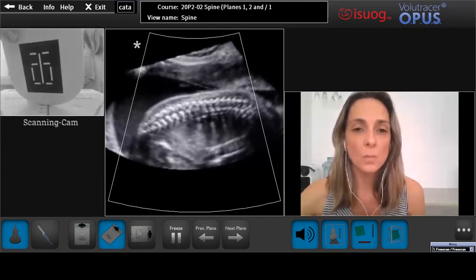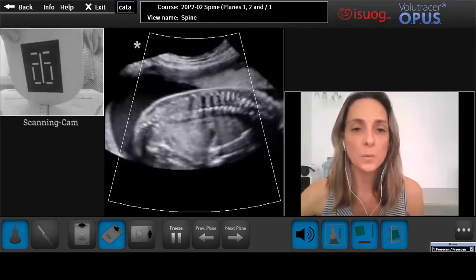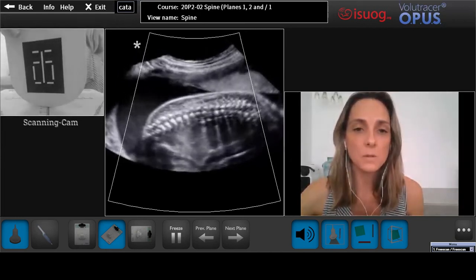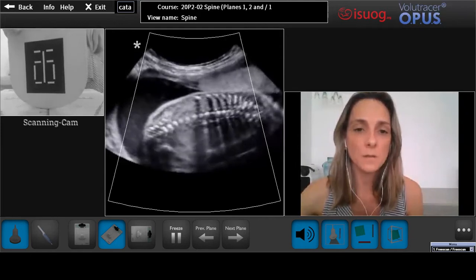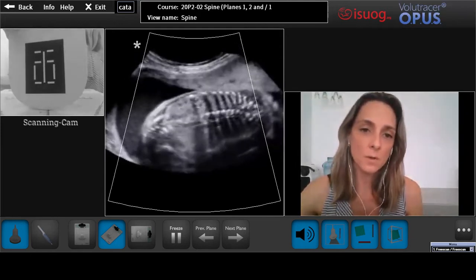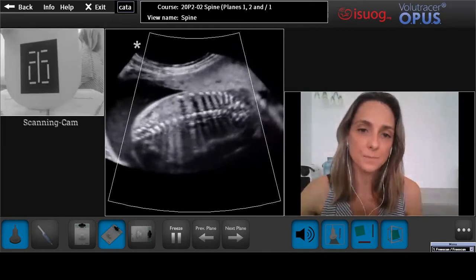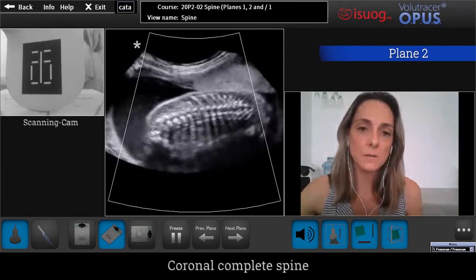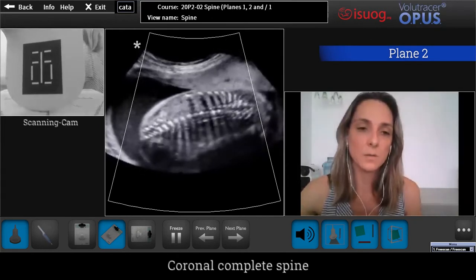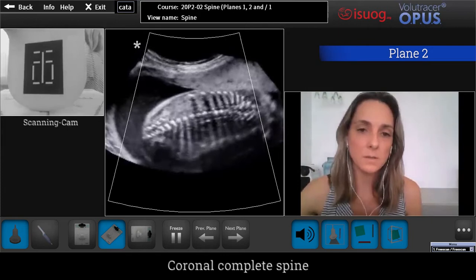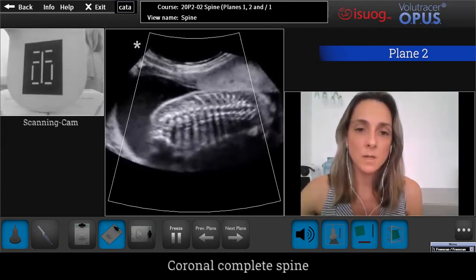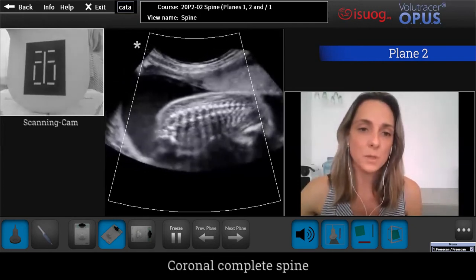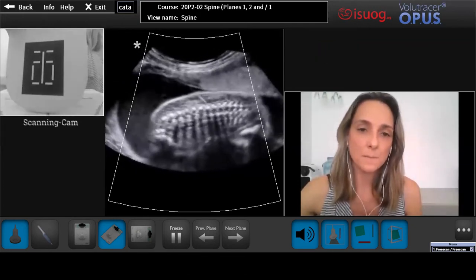And to do so, we move here, we angle our probe backwards and slide forwards to finally find this coronal view of the spine here. And here I can see the whole spine from the cervical region to the coccyx of the baby. And here, for example, I can make sure that I have all the vertebrae in place.